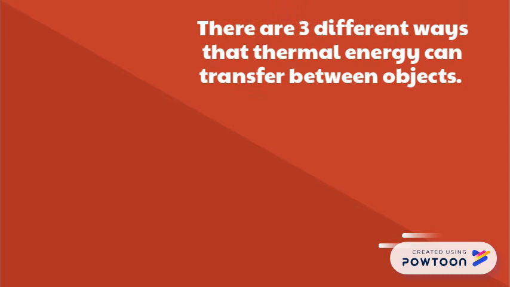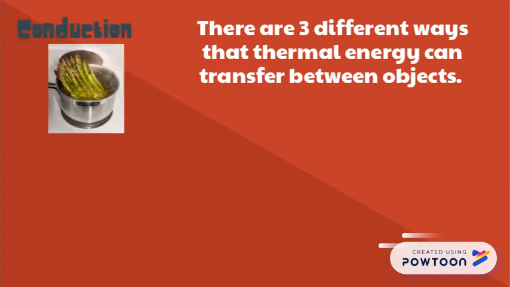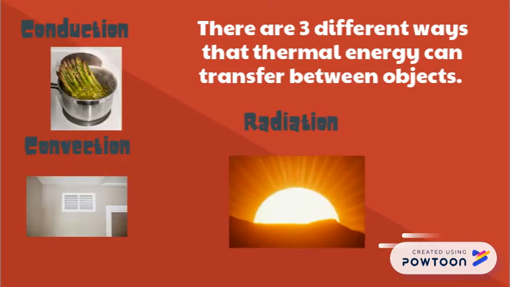So, basically, there's three different ways thermal energy can transfer between objects. Those ways are conduction, convection, and radiation. Let's learn more about those on the next slides.